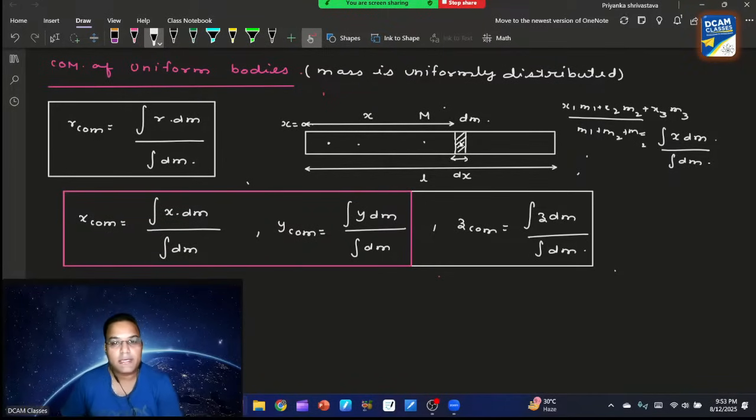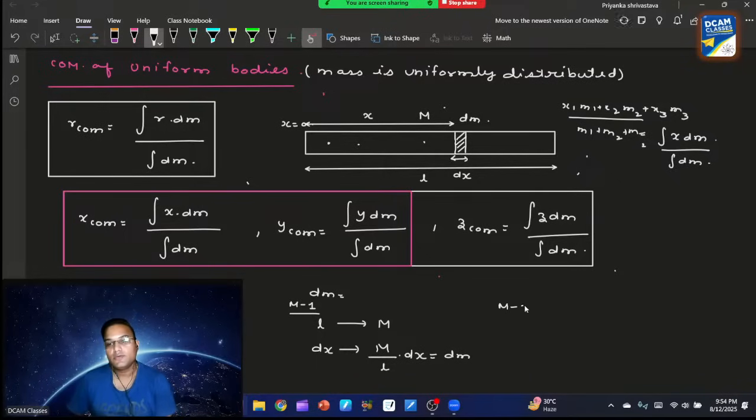So in this particular case, what I have done is assumed the elemental mass dm of length dx. It is situated at a distance x from our origin. First we'll try to find the value of dm. How? For length L, the total mass is capital M. For length dx, how much mass will there be? Capital M by L into dx. This is your dm. This is one way of finding dm.